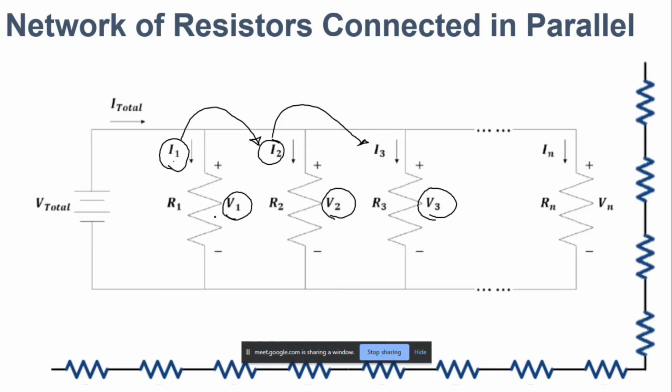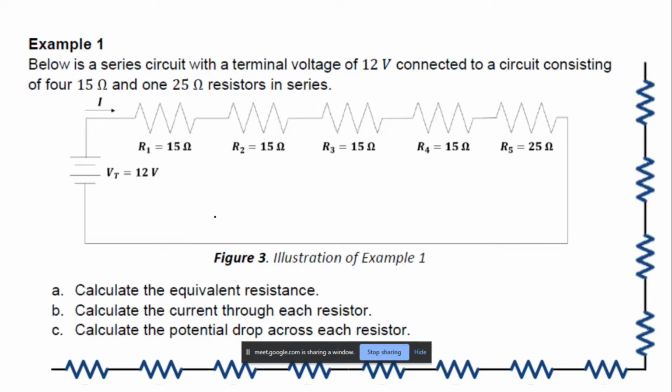So, dito po tayo sa example po natin for us to have an application of this discussion. Sabi ng example number 1 po natin, below is a series circuit with a terminal voltage of 12 volts connected to a circuit consisting of four 15 ohms and one 25 ohms resistors in series. So the problems are: A, calculate the equivalent resistance. For B, calculate the current through each resistor. And for C, calculate the potential drop across each resistor.